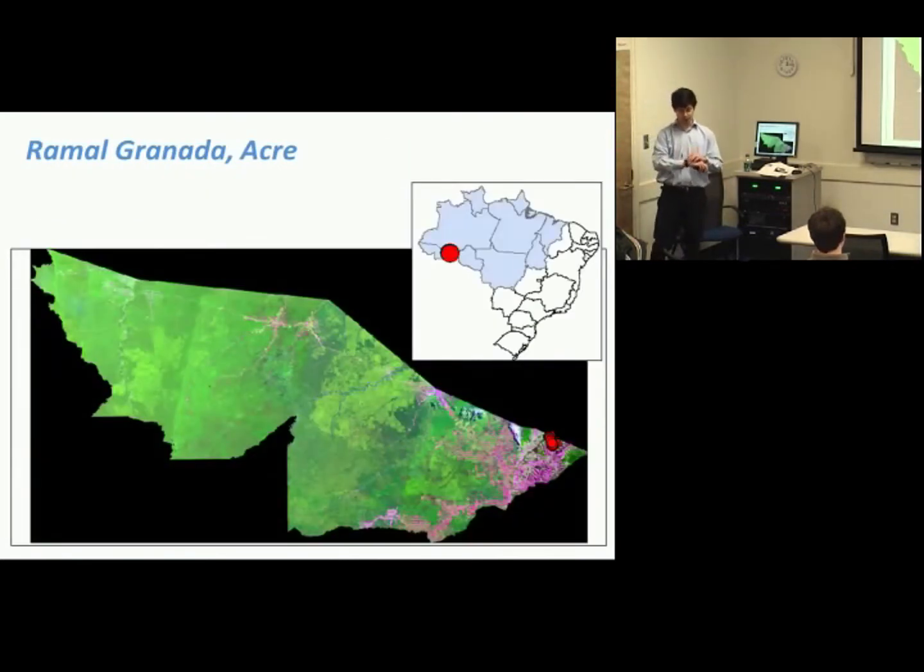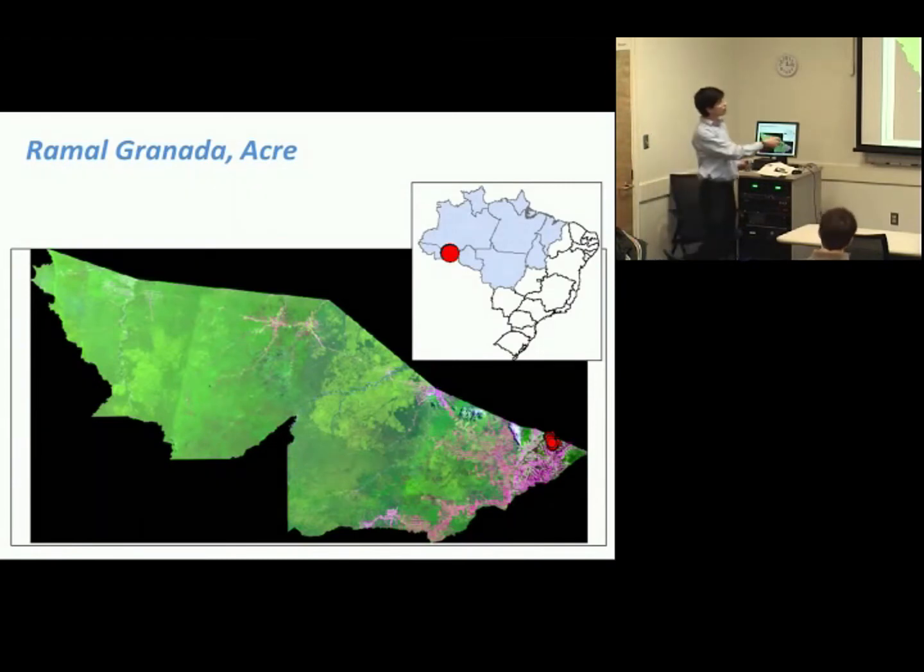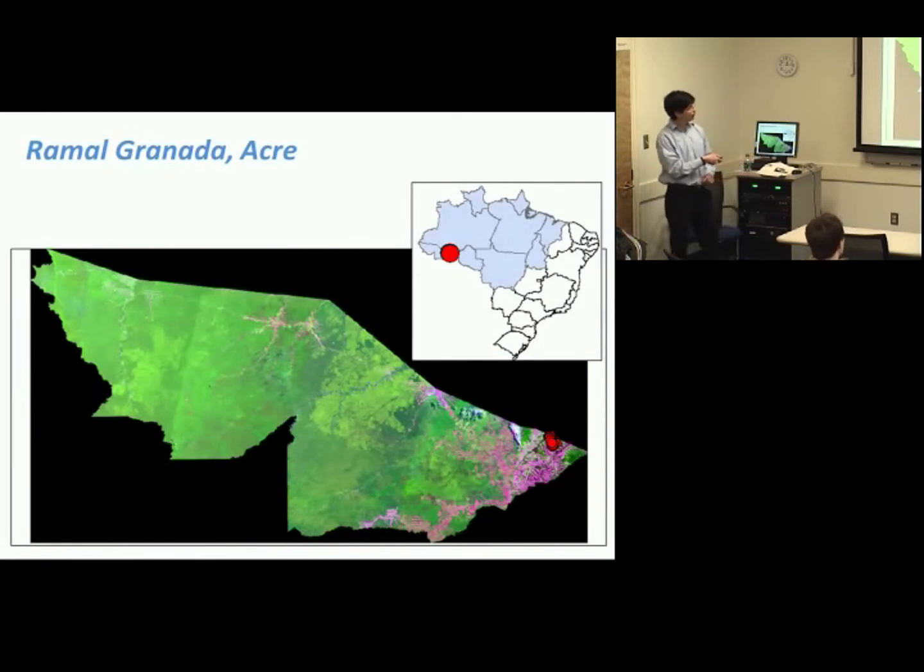Today I'm going to start by giving a description of a study that I conducted in a place called Ramal Granada, Acre. This is the picture of Brazil. In blue we have the Brazilian Amazon, and here's the study site. Acre is the state here in the southwestern Brazilian Amazon. Here's the Landsat mosaic of 2006. In green are areas that are forested, in pink are areas that are deforested, and here are the sites that I'll be talking about. As you can see, this region of the state is highly deforested. The capital is around here, Rio Branco. But the state overall is pretty much conserved.